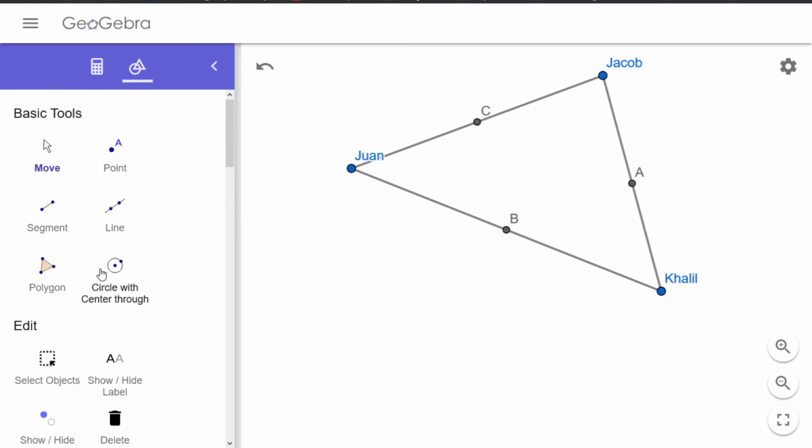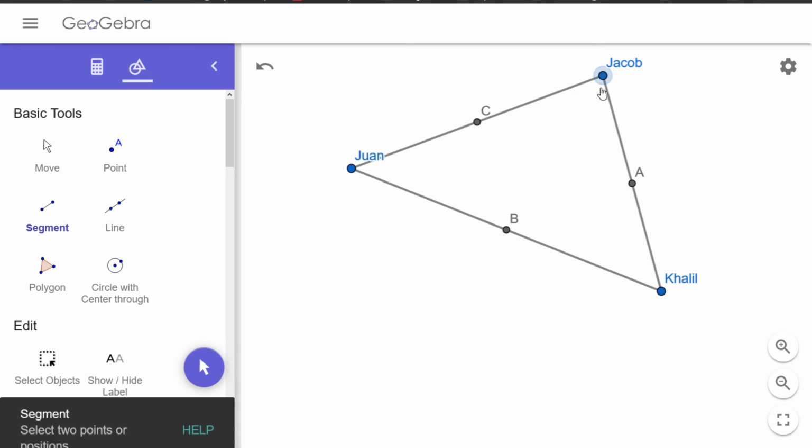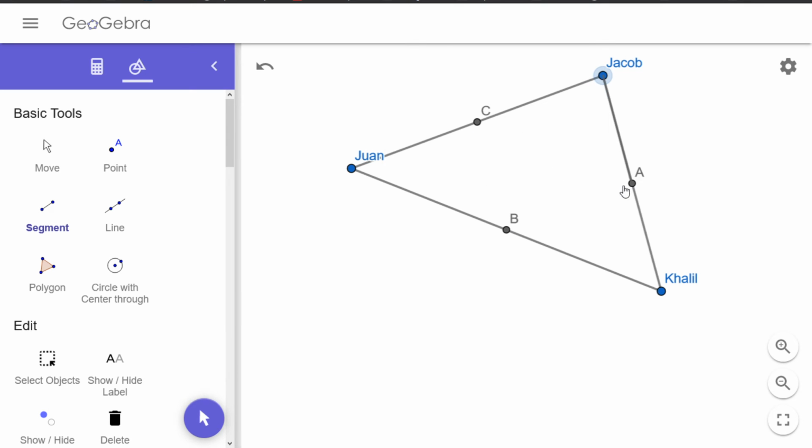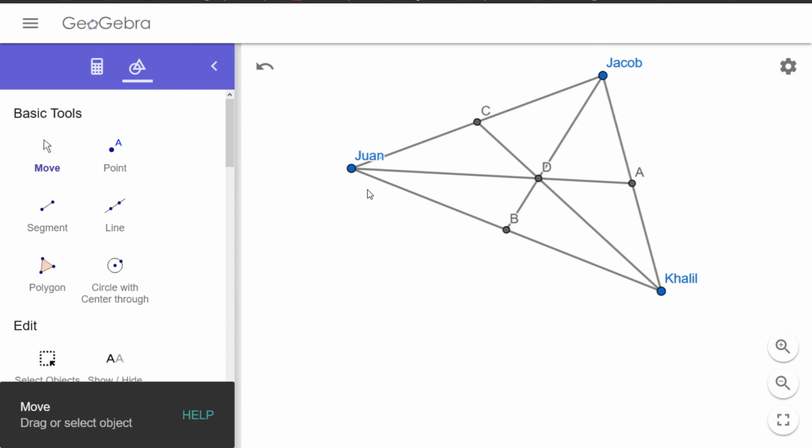And remember, medians are vertex to midpoint, right? So I use my segment tool, vertex to midpoint. I don't want to go midpoint to midpoint because that's a mid-segment, right? I want medians. So here are my medians. 2 lines intersecting at a point. Should we be shocked? No, 2 lines hitting at the same point? It's going to happen unless they're parallel, right? Should not be shocked. But what about 3 lines? Oh, yeah. They all intersect at a point. I'll call it D.